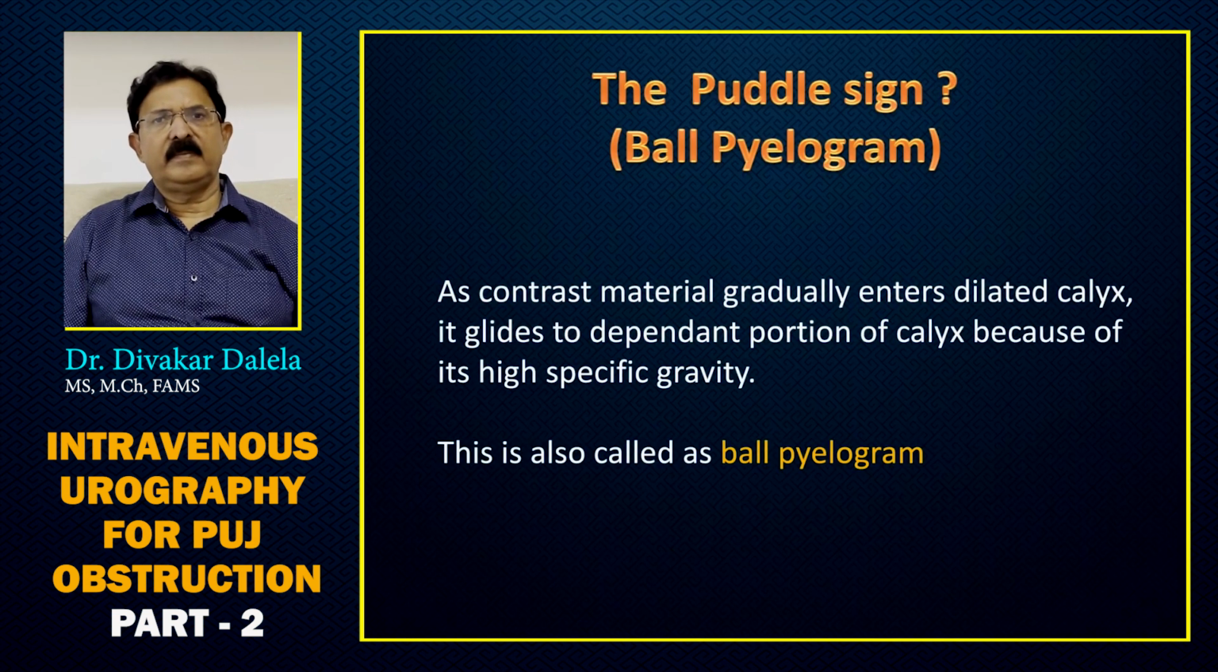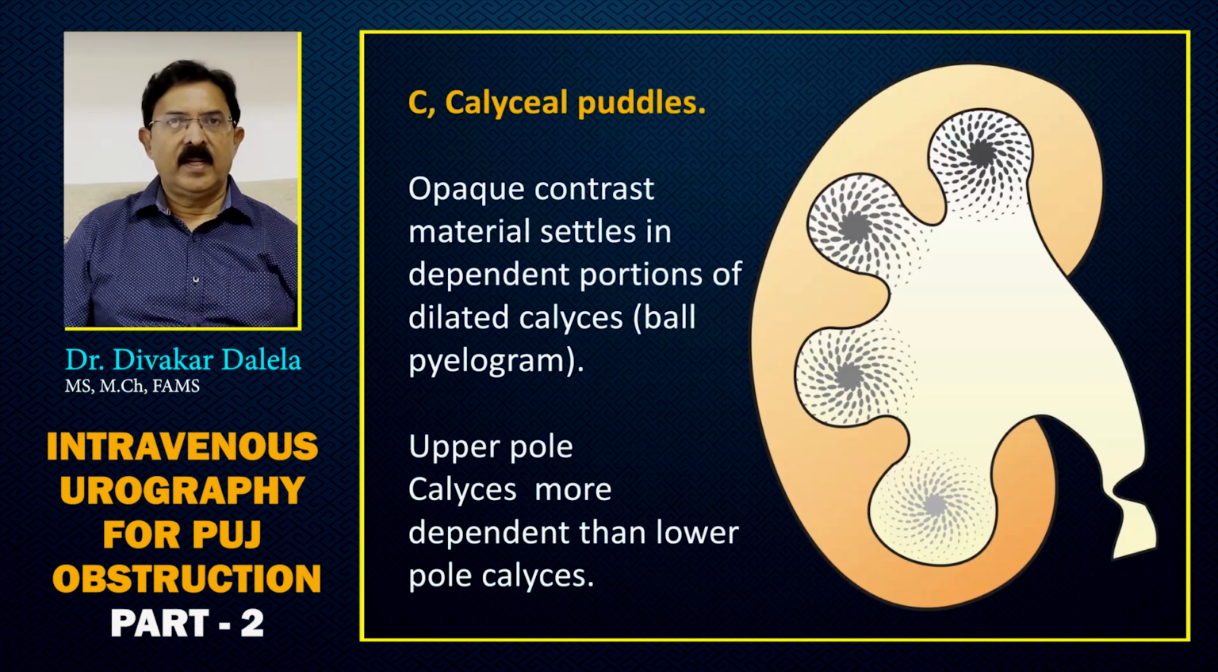When you have too many puddles visible, when you have sufficient contrast in the dilated calyx, each puddle looks like a ball, right? And then this is called a ball pyelogram. And look at this here. This is the contrast settling in the dilated calyx.